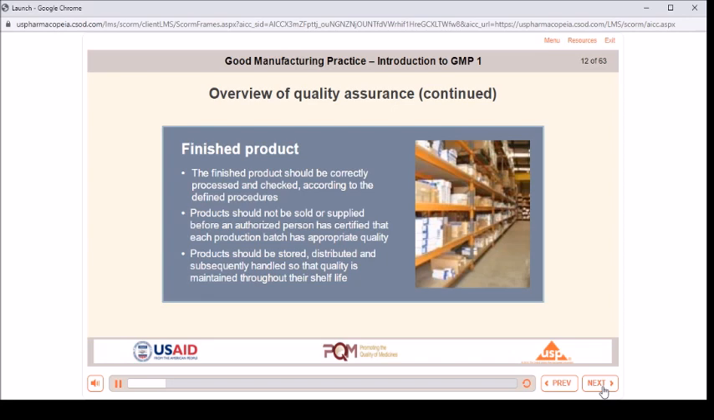Overview of quality assurance. Continued. Finished product. The finished product should be correctly processed and checked according to the defined procedures. Products should not be sold or supplied before an authorized person has certified that each production batch has appropriate quality. Products should be stored, distributed, and subsequently handled so that quality is maintained throughout their shelf life.